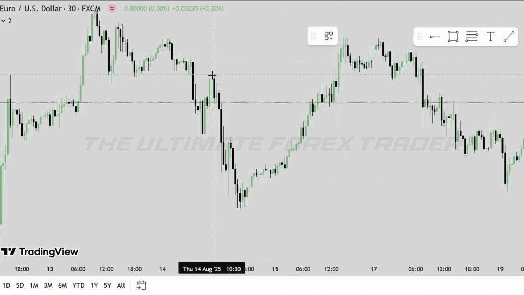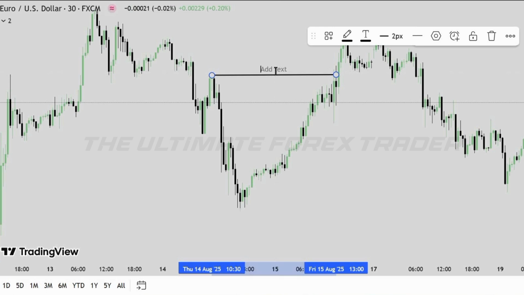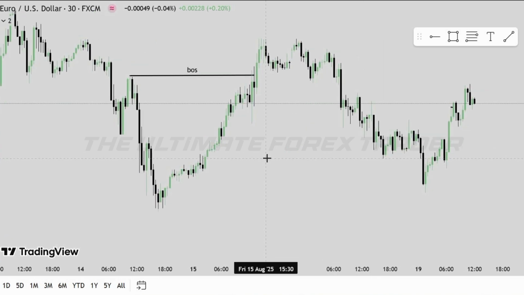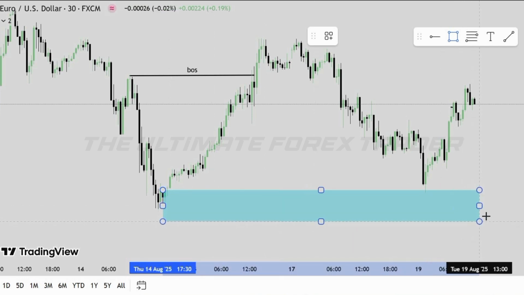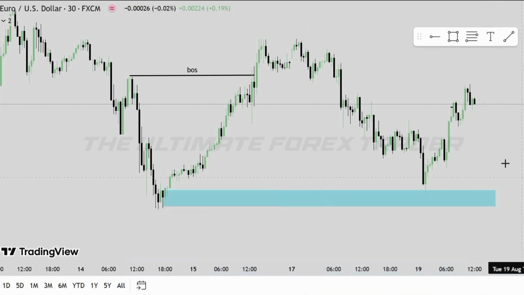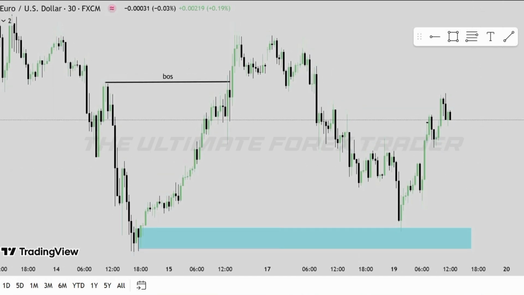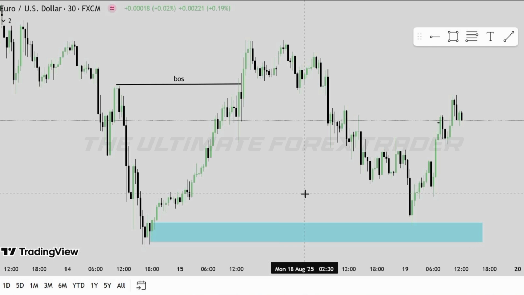So we'll mark this out as what? As our break of structure. So we call that a break of structure. Now that we have a break of structure on our charts, we know that the last candle before this impulsive move towards the upside will be our order block. So we go here and mark out this candle as our order block. As you can see, here is a perfect example of what a bullish order block looks like on your chart.